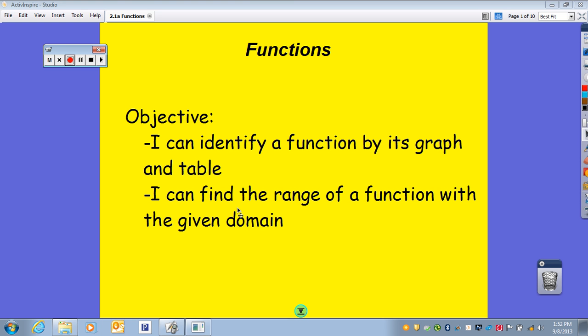In this video, we are going to be discussing linear functions. The objective of our lesson today will be to identify a function by its graph and table, and also to be able to find the range of a function with a certain given domain.